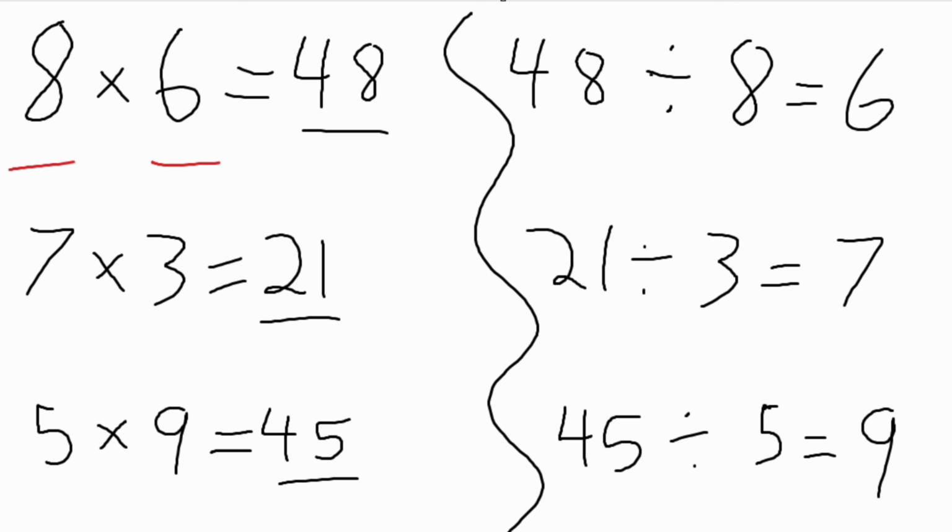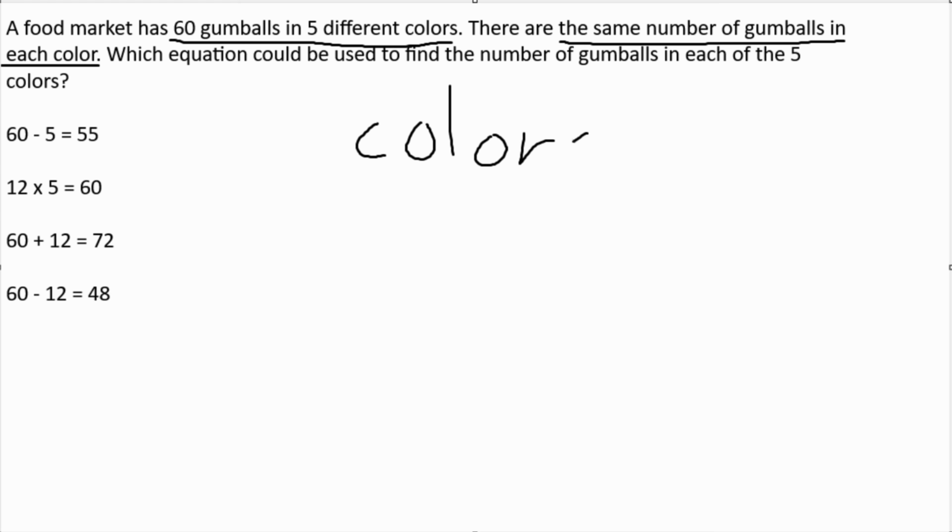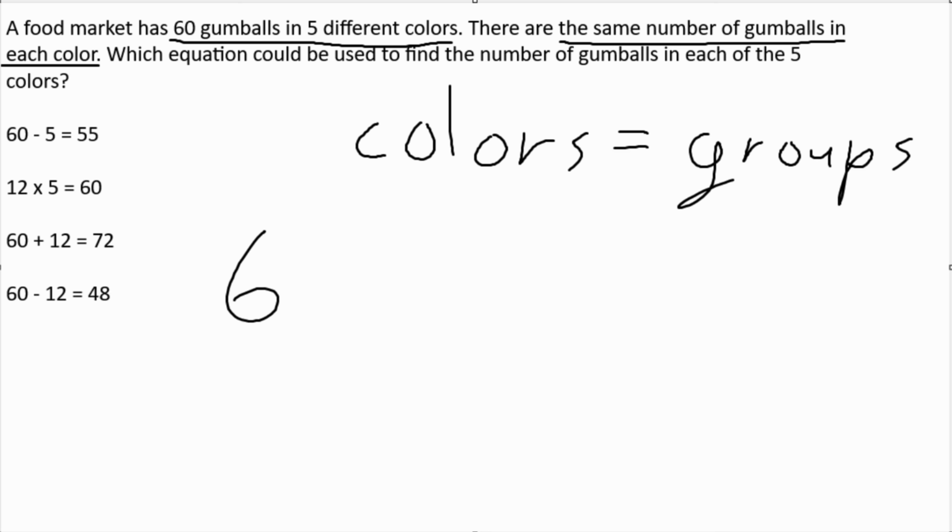All right, let's try a practice problem. A food market has 60 gumballs in 5 different colors. There are the same number of gumballs in each color. Which equation could be used to find the number of gumballs in each of the 5 colors? So we see that word each again. Each reminds us of groups. We have 5 colors, so we're going to have 5 groups. Remember, here, colors are going to equal groups. So we're obviously going to be dividing. We want to put our 60 gumballs into 5 groups. In other words, we're going to have a division problem that probably reads 60 divided by 5.